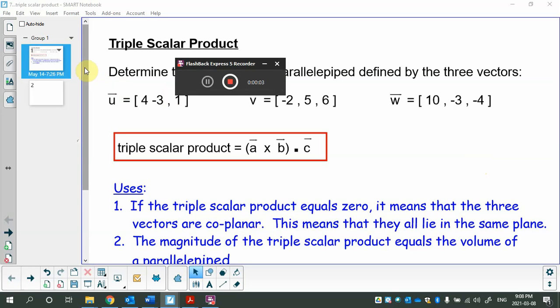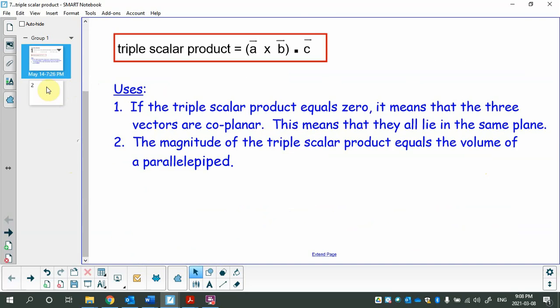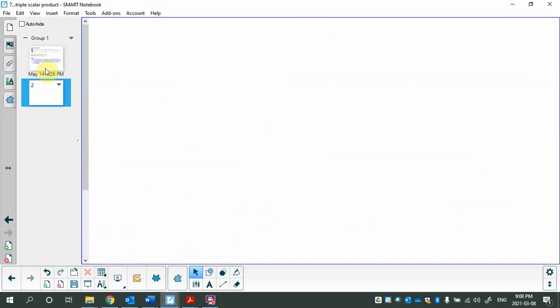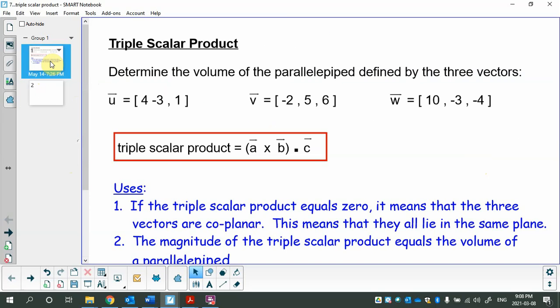All right, time for the triple scalar product. And if you notice, there's no work for this. It does come up later in the course, I think in the next unit. So intersection of lines and planes, that's like a double unit, I think.